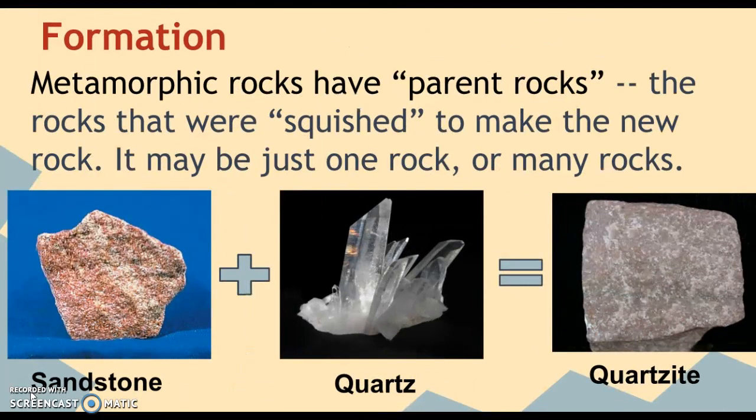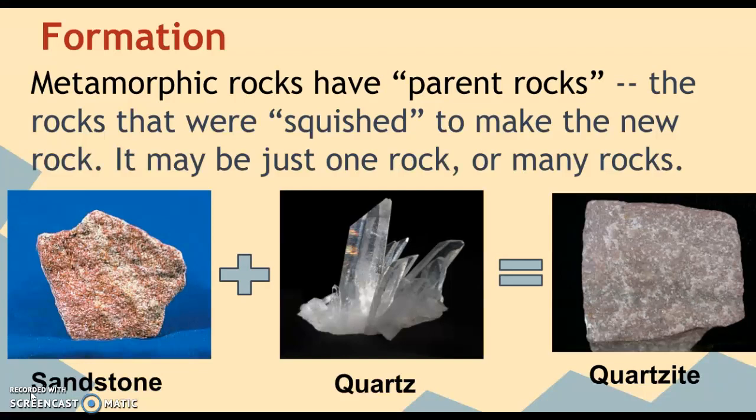Formation of metamorphic rocks. Metamorphic rocks have what we call parent rocks, the rocks that were squished to make the new rock. It may just be one rock, or it could be multiple rocks. So whatever rock is being pressed into another could combine and form a new rock.